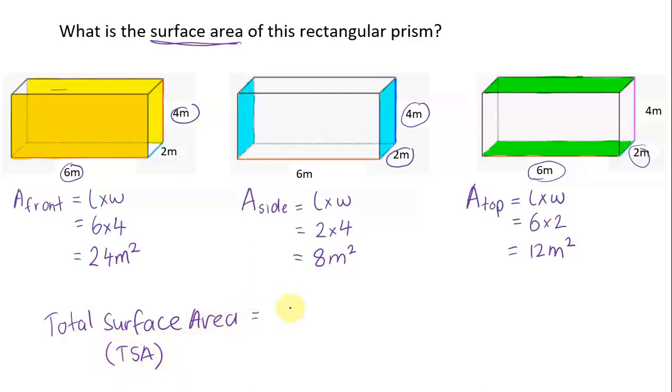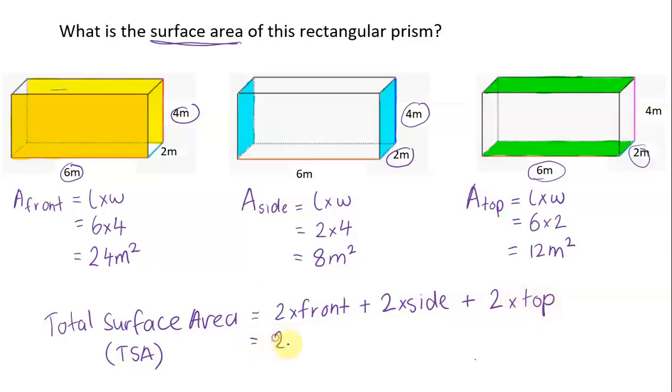So total surface area, we know we've got 2 of the front faces. So it's going to be 2 times the front, because front and back have the same area, so 2 of those, plus 2 of the side faces, 2 times the side face, plus 2 times the top and the bottom, or the top or the bottom. Because they're the same, we can just say 2 of the top. We've got the top and the bottom, or we write 2 times the top.